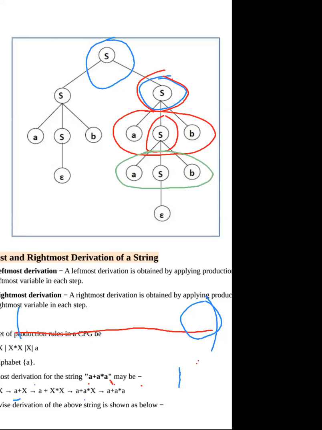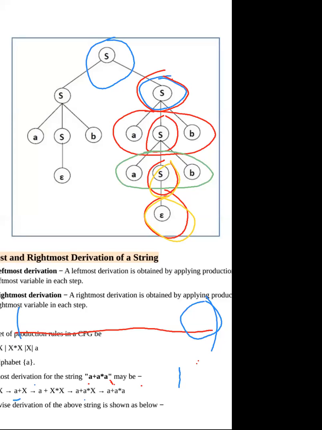It got replaced by null. Null. Got it? Yes. Null. So red, green, and yellow. So we got the string. So that is the derivation tree.